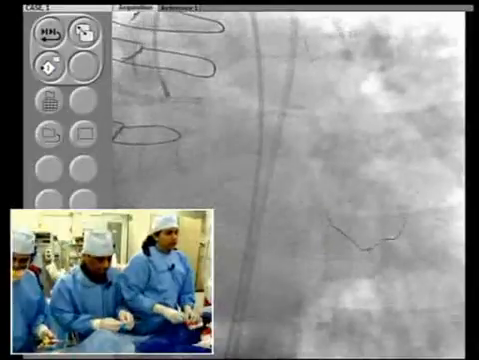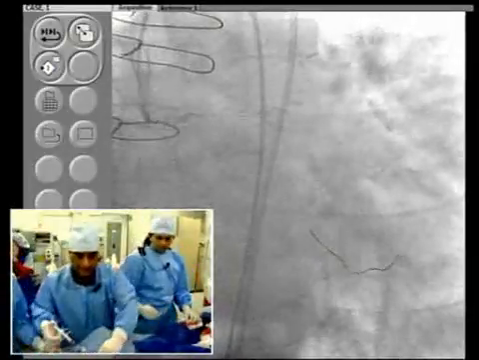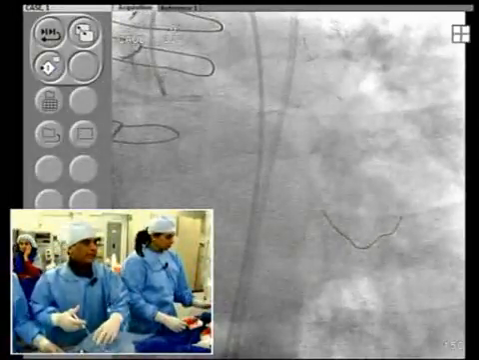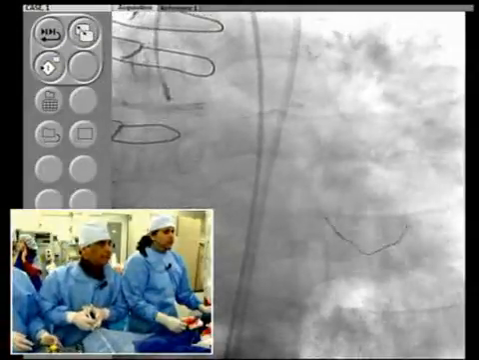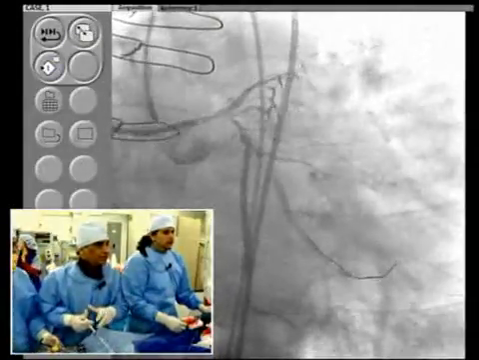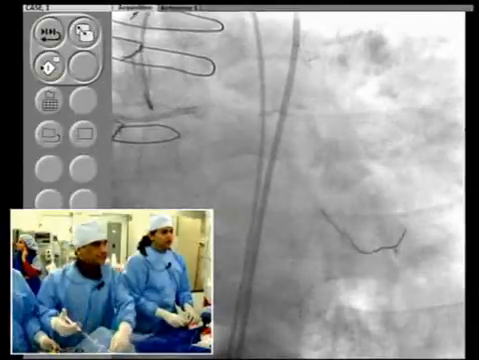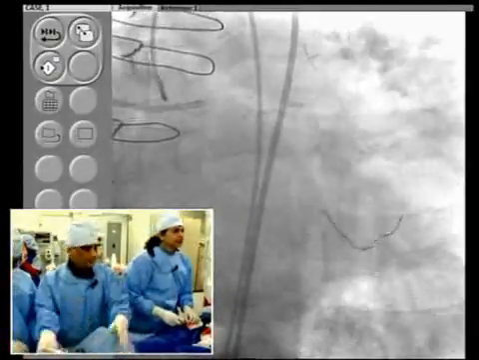Should I take a picture? Yeah. So now, as you can see, Anu has done kind of a Fogarty, and we are doing a native antegrade injection now, and we should be able to see where the vessel is. Does not look good. That does not look good at all.